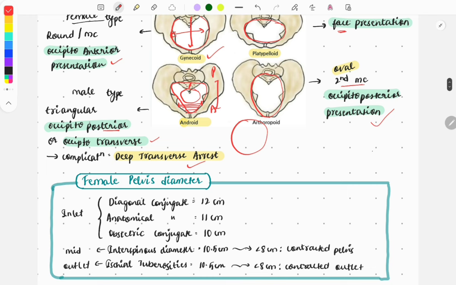If you are getting confused, let me explain it to you. This one is the fetal head. This one will be the occiput, this one is the suture, and here the frontal bone is present. So this one is the occiput, then this one is the suture, and this one is the frontal bone.